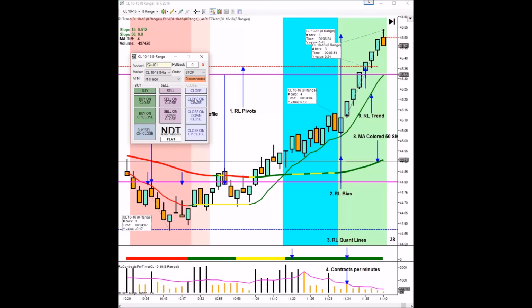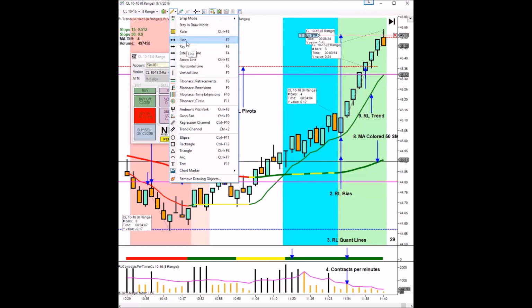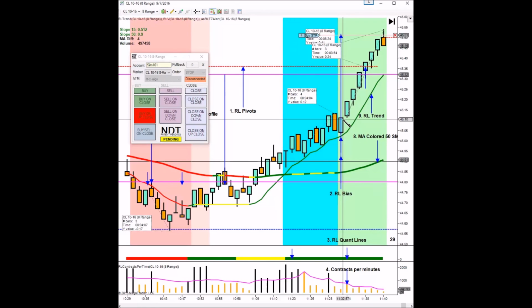Now, all you do when you want to take a trade, let's say we're going to go long on this candle, and you're trading the system. You're going to buy, you're going to hit order pending, buy and up close. That's automatically going to put you in this trade 1 tick above the close of the candle.